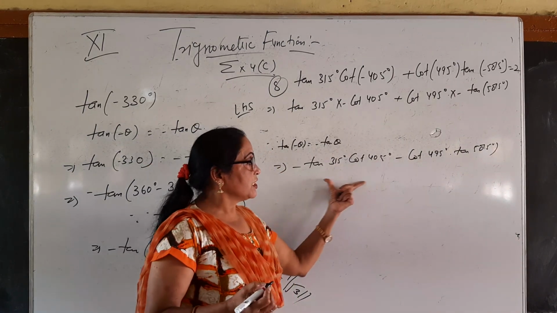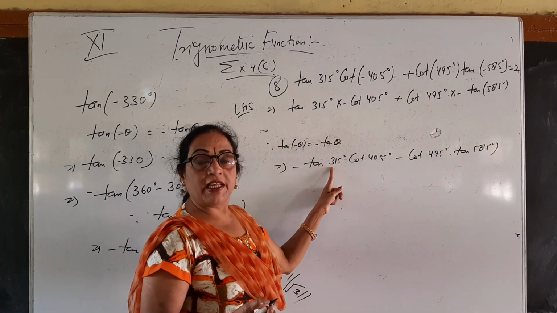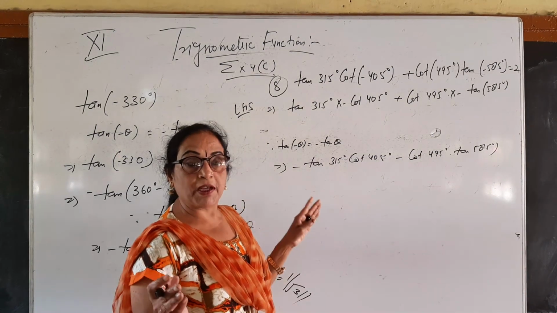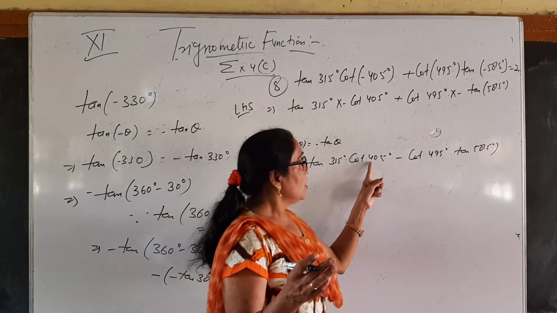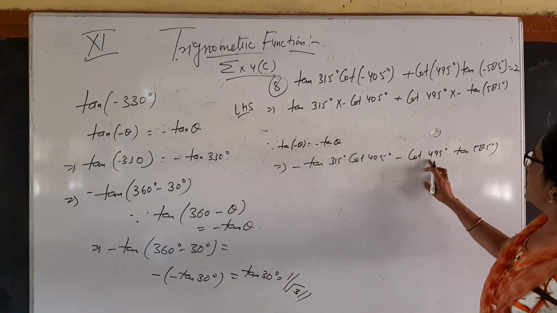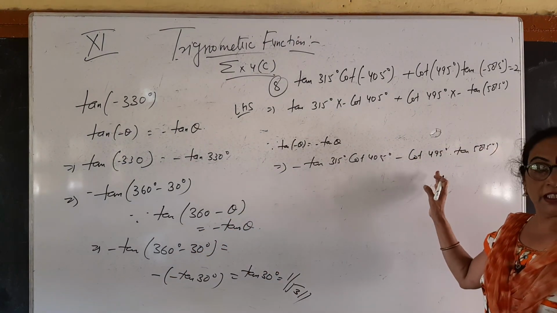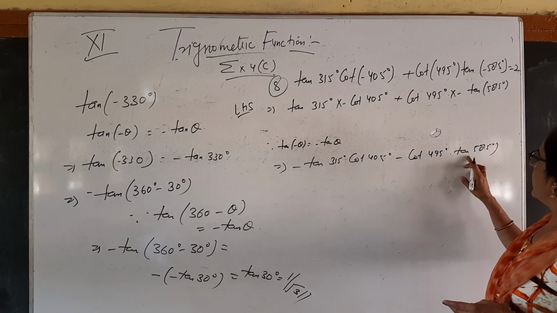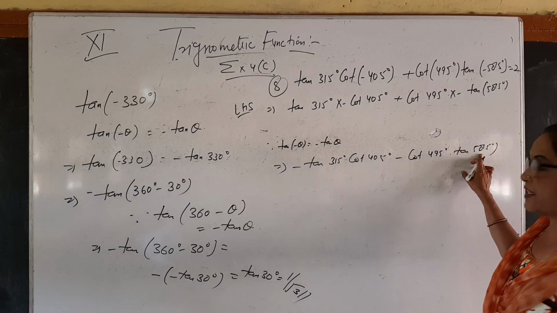Now this question is given. Now 315 degree is given. You use 360 plus or minus theta. 405 degree is given, 360 plus theta. 495, 360 plus theta, 135 degree you will get, and here 225 degree you will get.